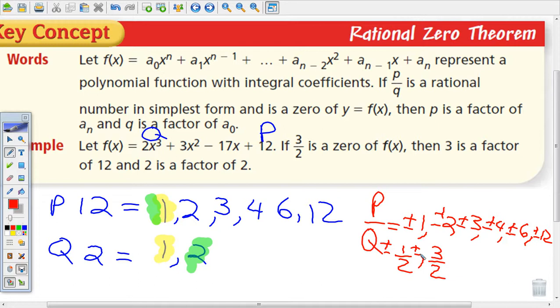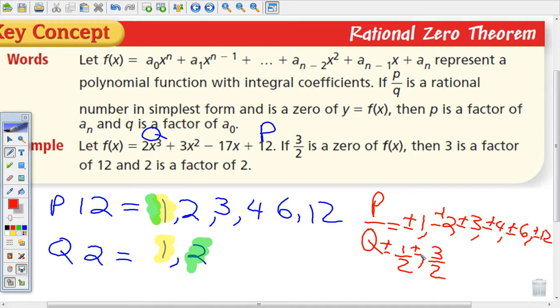Then, this P over Q business. If it's a polynomial with rational zeros, then those rational zeros will exist at these values. Some of these values will yield a remainder of 0 when you do synthetic division and you set up your table.